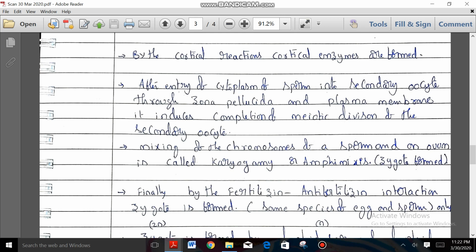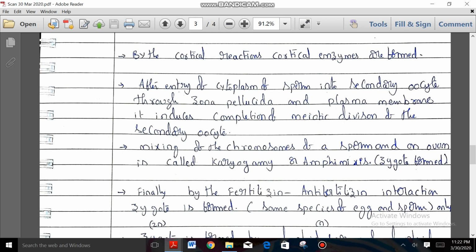Here you can remember one point. When we discussed the process of oogenesis, the final step was that the secondary oocyte undergoes meiotic division. Which meiosis? Second meiotic division, and it is arrested at metaphase 2 and completed after the sperm entry at the time of reproductive life.